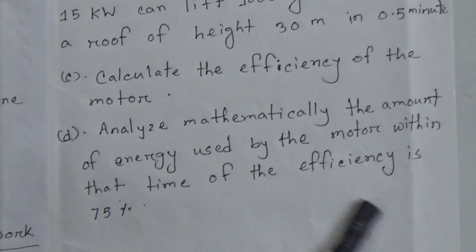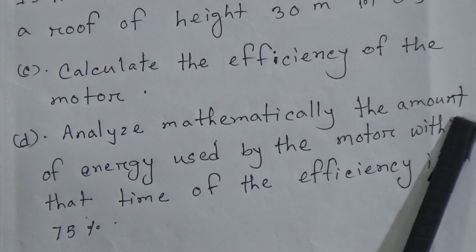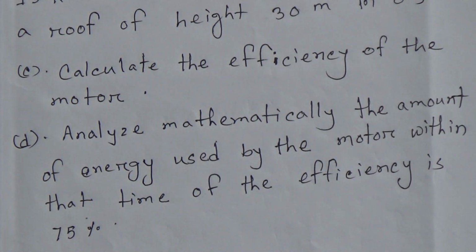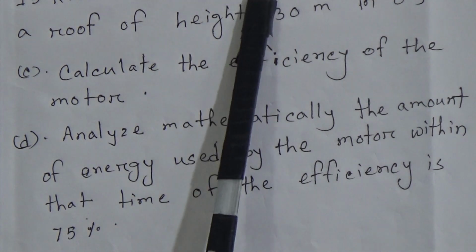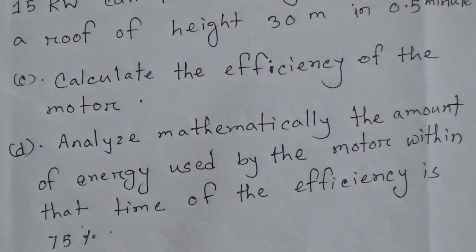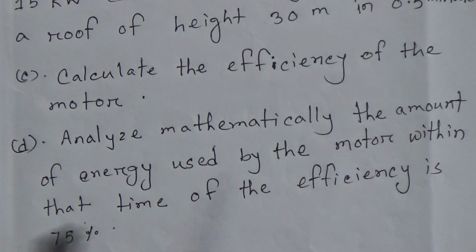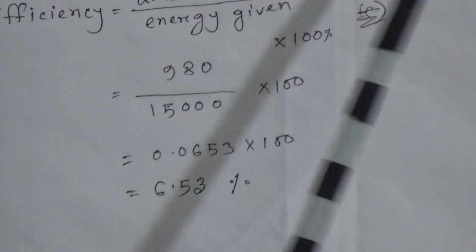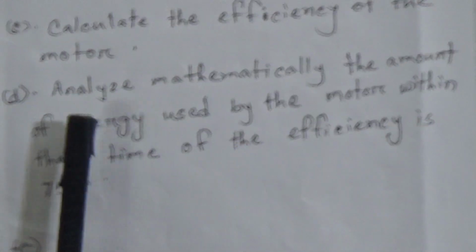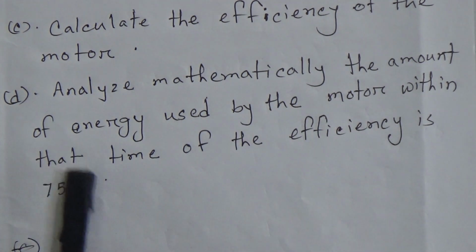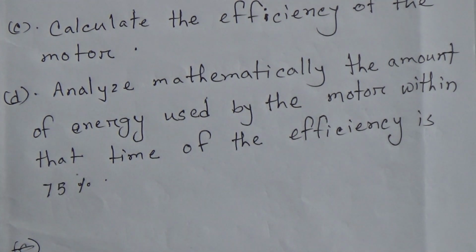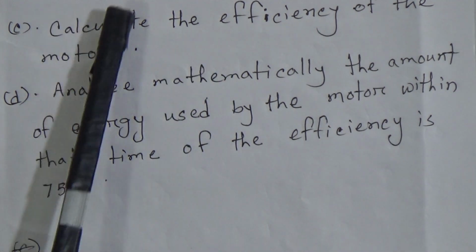And question number D: analyze mathematically the amount of the work done. Then you have to find out energy given. Energy given is power into time. Here power and time are given. So I think all of you have understood this question number C. And question number D: analyze mathematically the amount of energy used by the motor within that time if the efficiency is 75%.